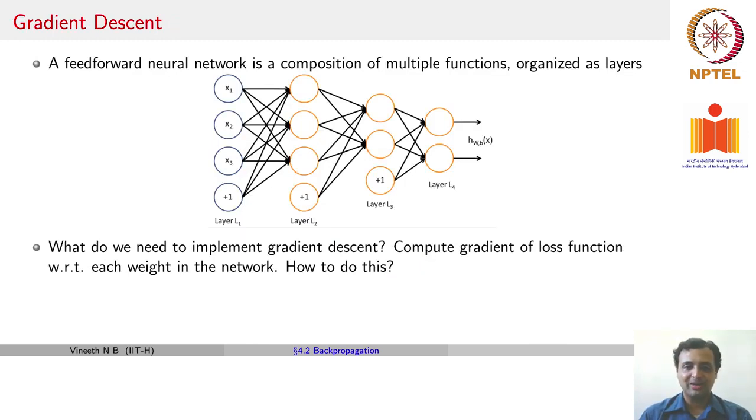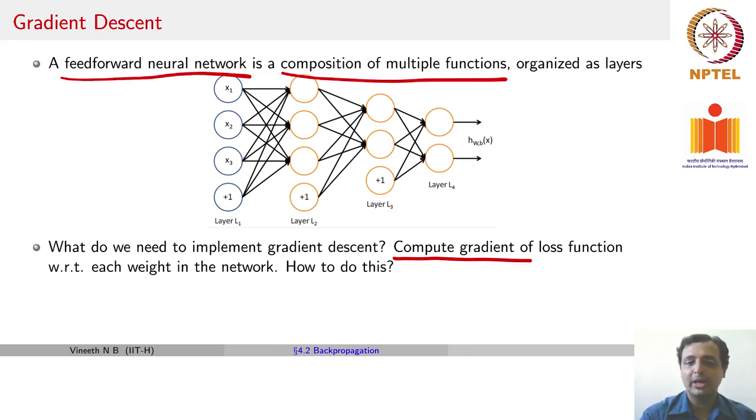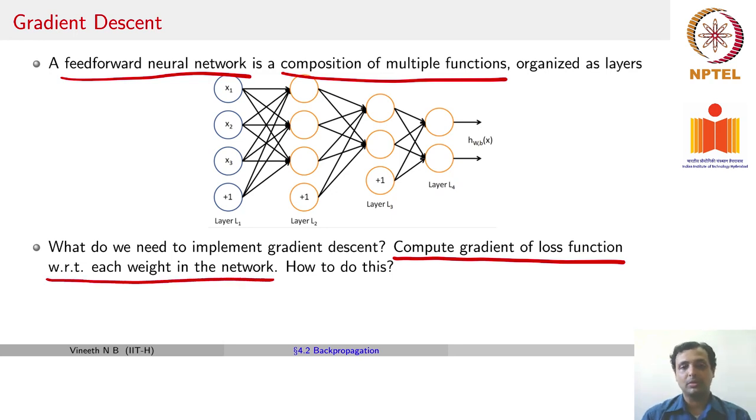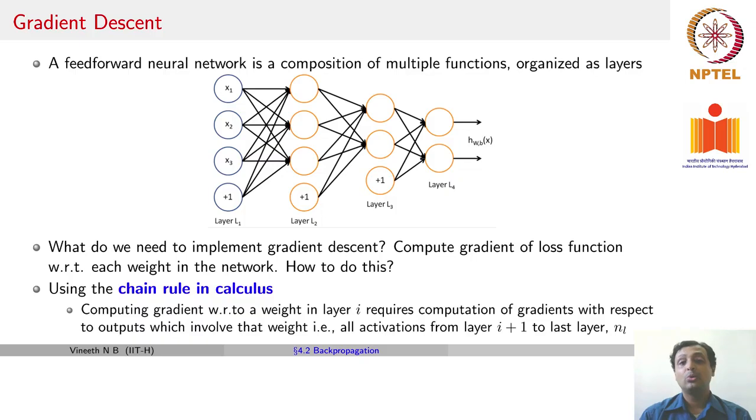Let's look at a neural network again. As we said some time ago, a feed-forward neural network is a composition of multiple functions organized as layers. Now, how do we implement gradient descent in this kind of a neural network? We know we have to compute the gradient of the loss function. Let's assume the loss function is given to us. Let's assume it's mean square error. We have to compute the gradient of the loss function with respect to every weight in the neural network. How do we do this? We do this by taking advantage of the chain rule in calculus.